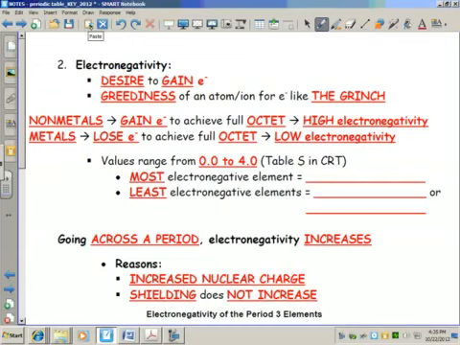Now, the next two periodic trends I want to link together a little bit because they tend to get confused pretty often. And those are electronegativity, everybody's favorite 8-syllable word, and ionization energy. And we're going to do a little personification exercise.